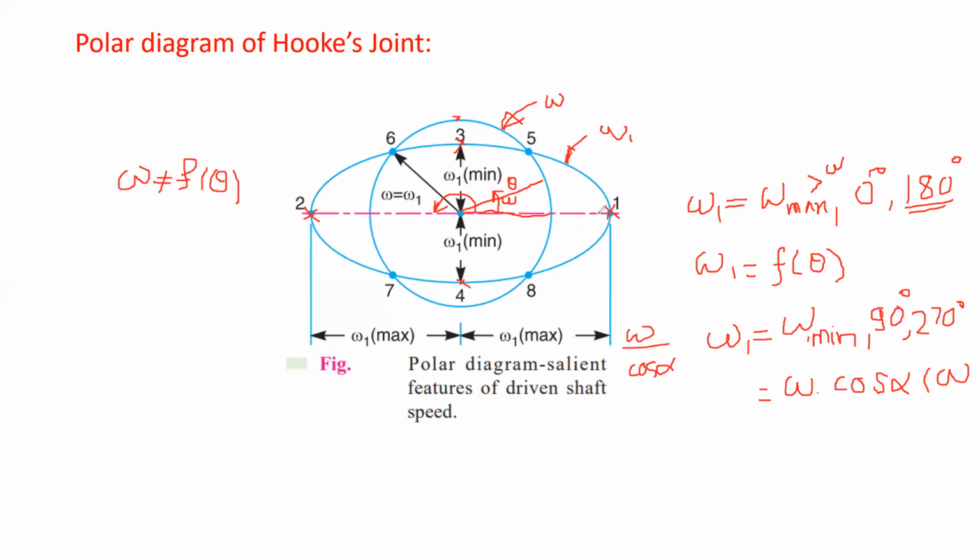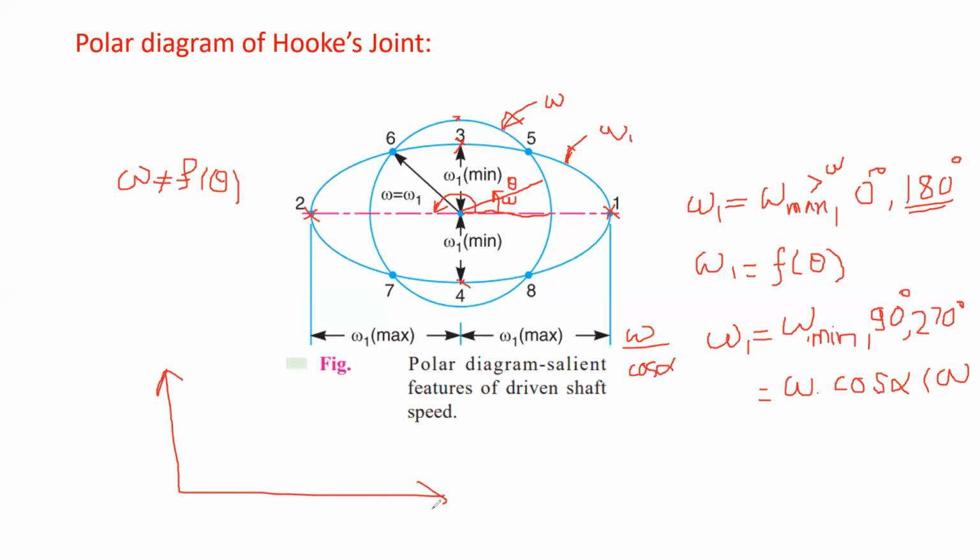You can see that at a particular angle the radius of the ellipse is different. It shows its angular velocity at that particular angle. So this is called the polar diagram of Hooke's joint, which represents the variations in angular velocity with respect to angle theta.